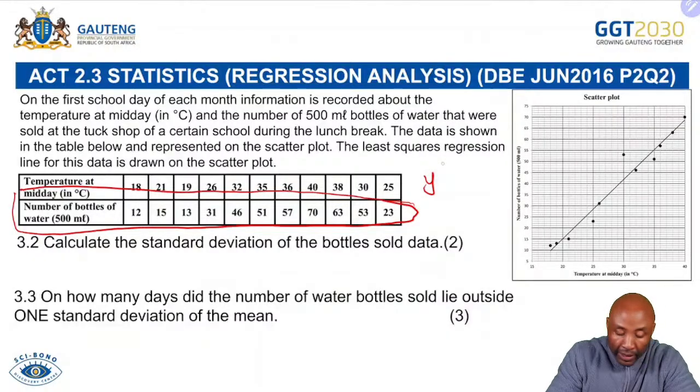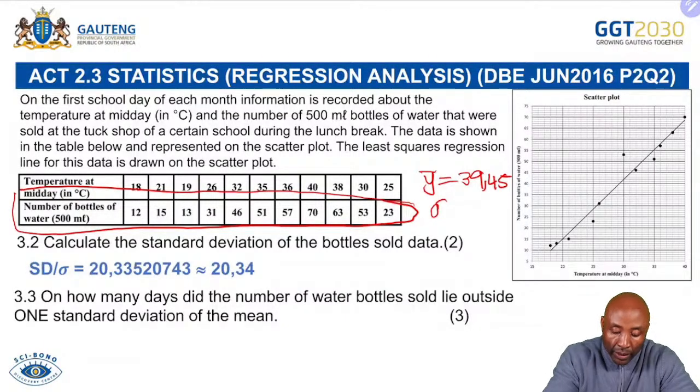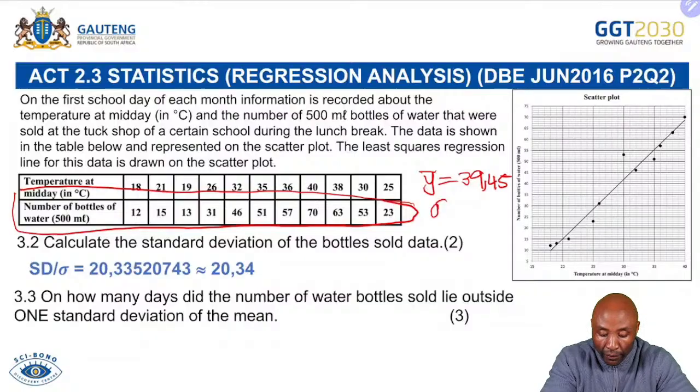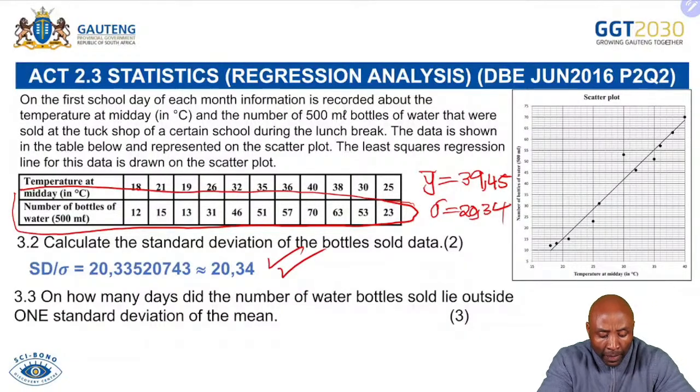Sorry, no, it's 39,45. We got 39,45. Now, our standard deviation, we are using our calculators. We are going to get it from the calculator, and our standard deviation is 20,34. That's our standard deviation, 20,34. We get 2 marks for using the calculator.